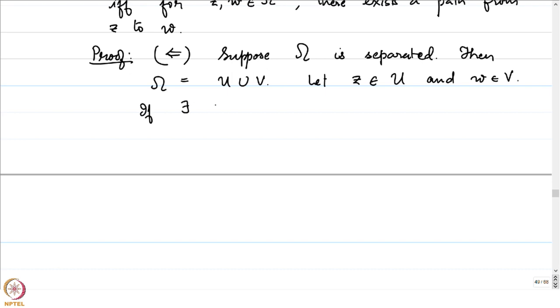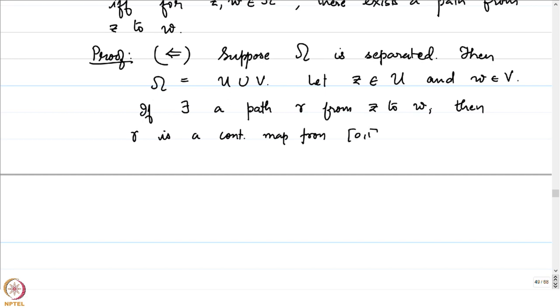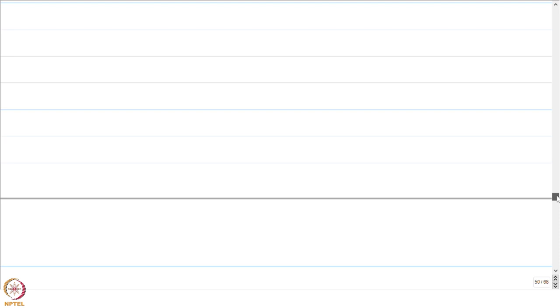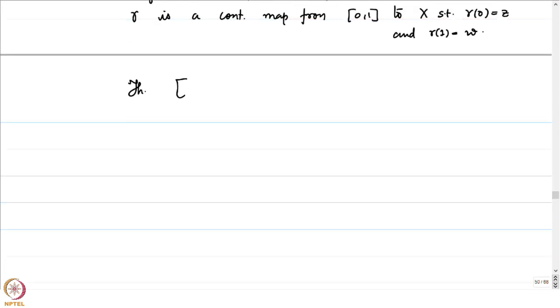If there exists a path gamma from Z to W, then gamma is a continuous map from [0, 1] to omega, such that gamma of 0 is Z and gamma of 1 is equal to W. Then I'll just write the following: [0, 1] is equal to gamma inverse of U union gamma inverse of V.